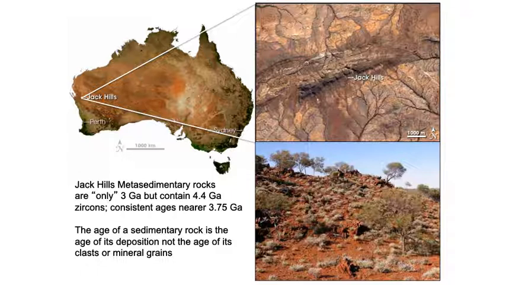So here you can see also the Jack Hills metasedimentary rocks are mostly about 3 billion years old, but there happens to be one zircon that is actually 4.4. If you took an average of the consistent age dates that people get off of it, it's much closer, in fact, to being 3.75, which is, of course, an Archean age.